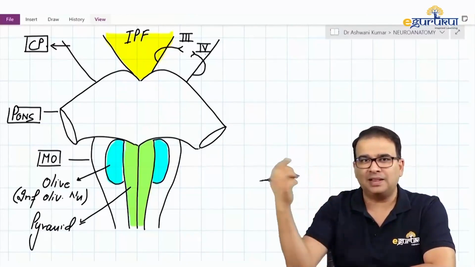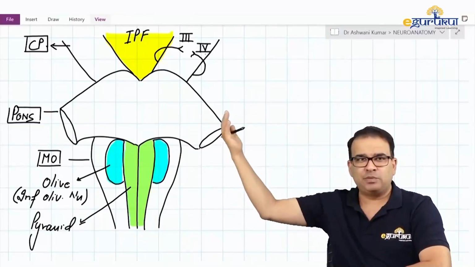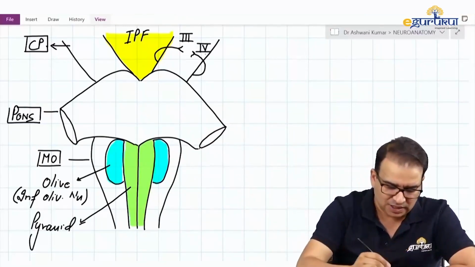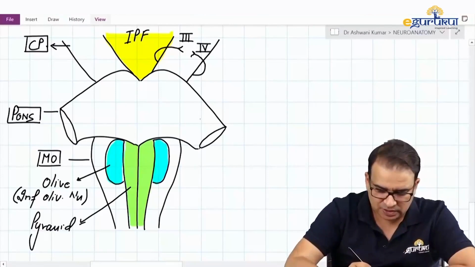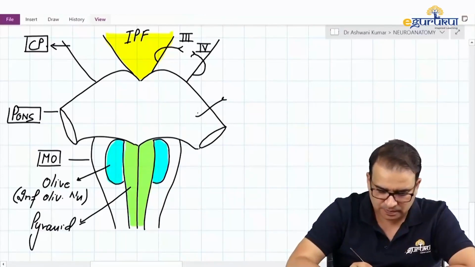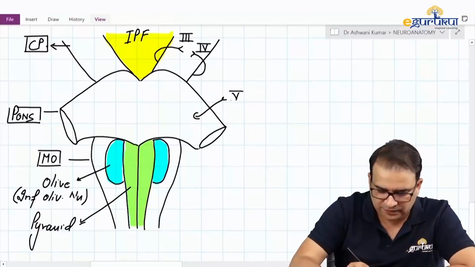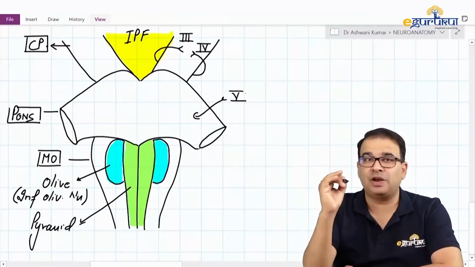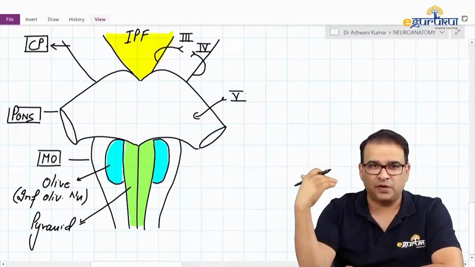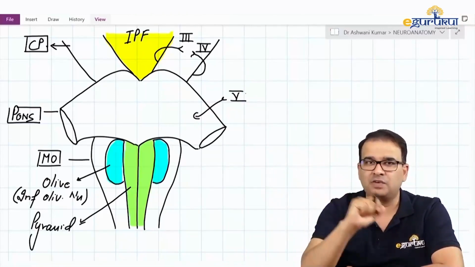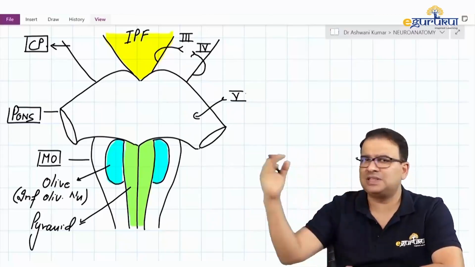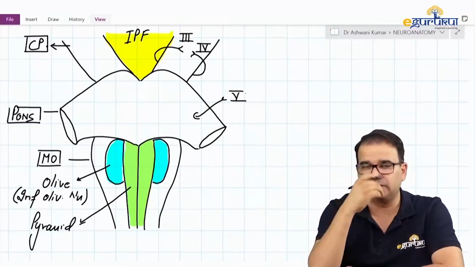So when you see the ventral aspect of the pons, there is only one nerve that you see coming out from here, and that too very much toward the lateral side from the pontocerebellar angle region, and that is the thickest cranial nerve, the trigeminal. The fifth nerve is the only nerve emerging from the ventral aspect of the pons. Despite having many nuclei inside, only one nerve comes out from the ventral aspect of the pons, and that too very much toward the lateral side. That is the fifth nerve.